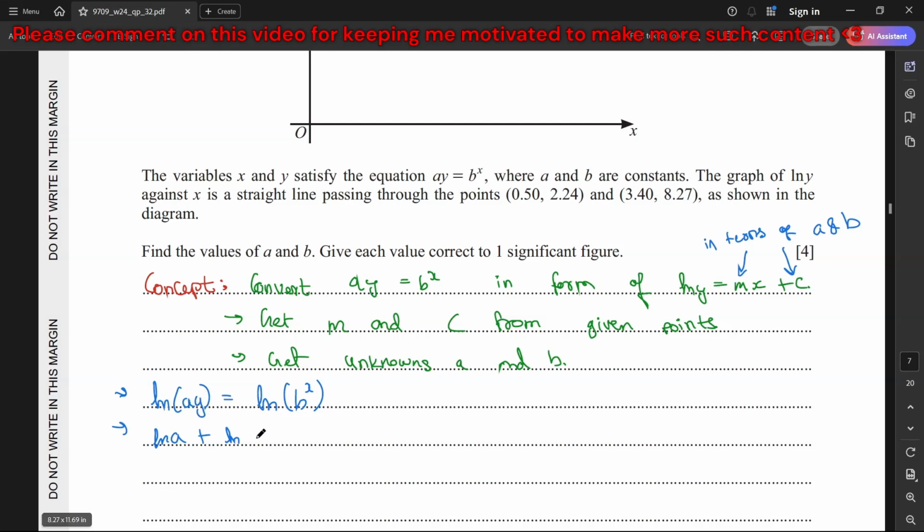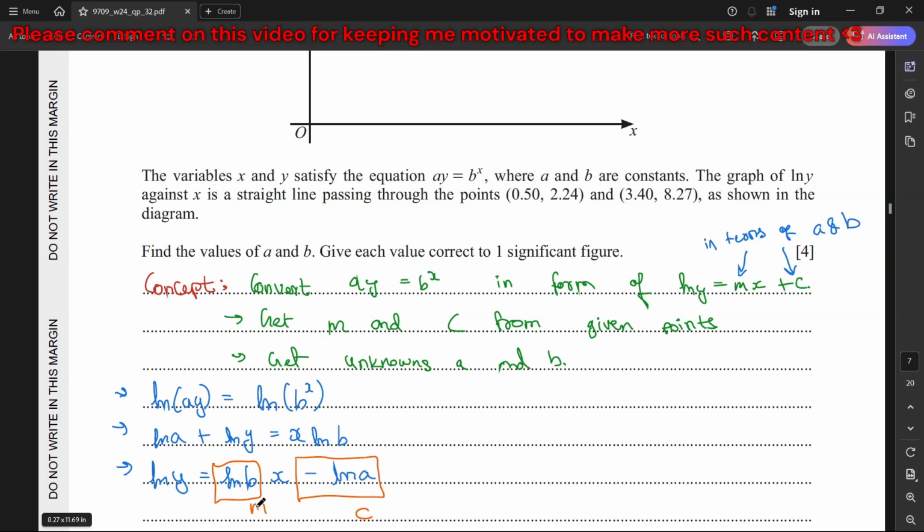So ln a plus ln y is equal to, I can use the power rule to bring x down, x ln b. Now I need to keep ln y on the left side, so ln y equals ln b x minus ln a. Ln b is going to be my gradient because it's multiplied with x, and minus ln a is going to be my y-intercept. So for this equation, I know that this is going to be my gradient, and this minus ln a is going to be my y-intercept.